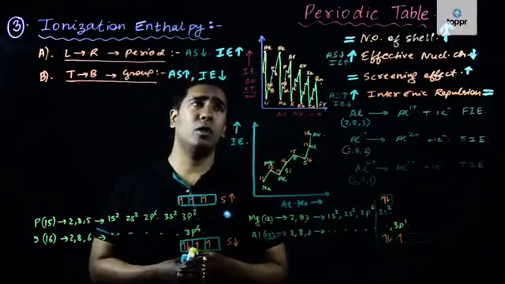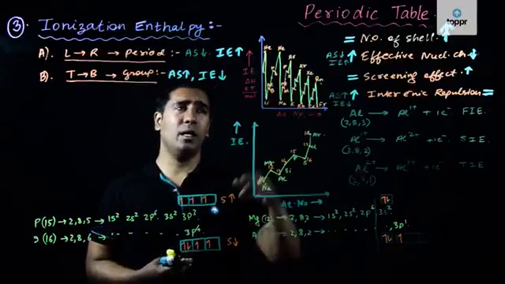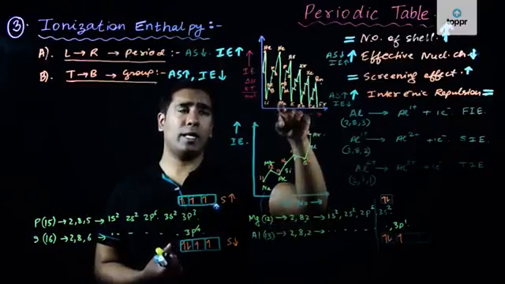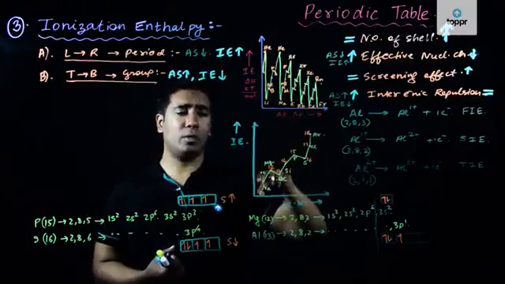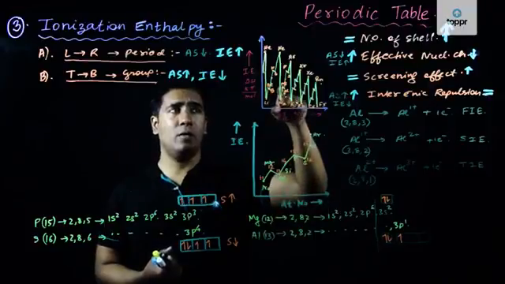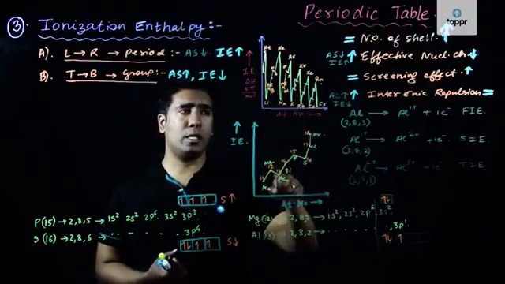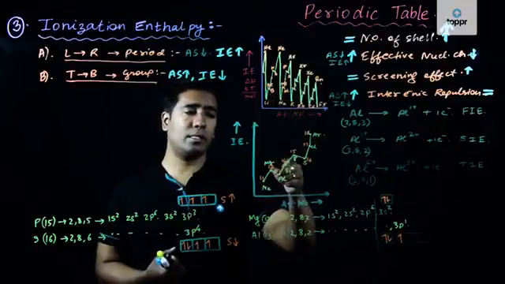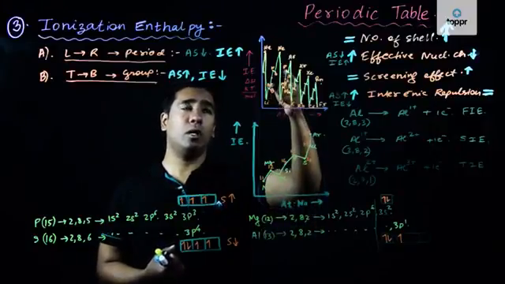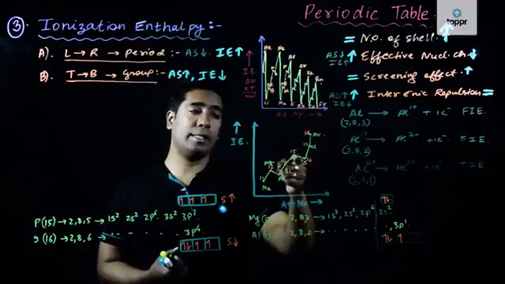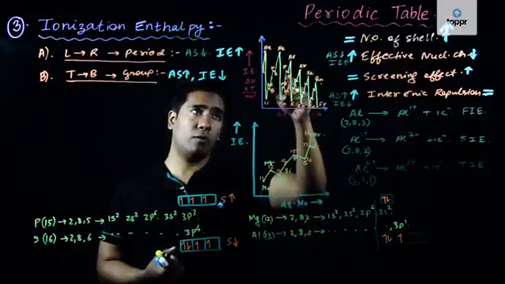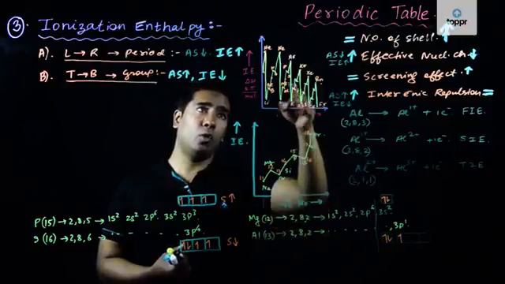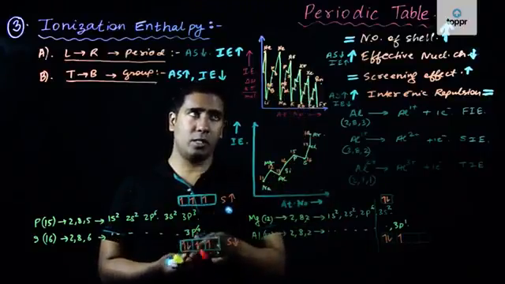So just to show you one particular property again, in the case of sodium to argon, we have seen that from sodium to magnesium, the ionization enthalpy has increased. From magnesium to aluminum, the ionization enthalpy has decreased. From aluminum to silicon, it has increased. From silicon to phosphorus, it has still increased. From phosphorus to sulfur, it has decreased. And then from sulfur to chlorine, the ionization enthalpy has further increased.